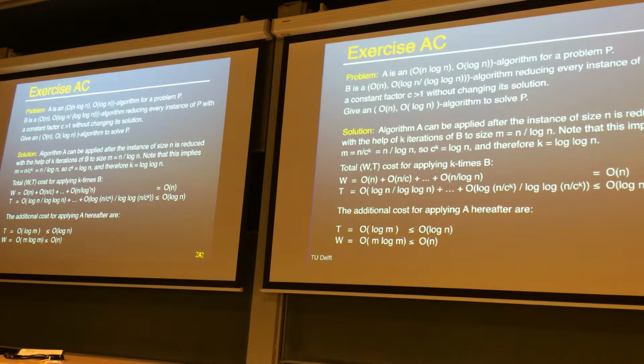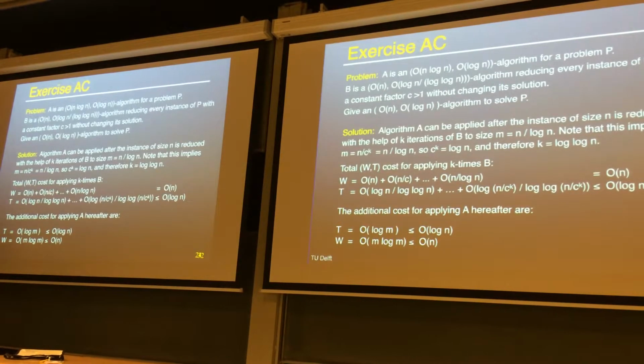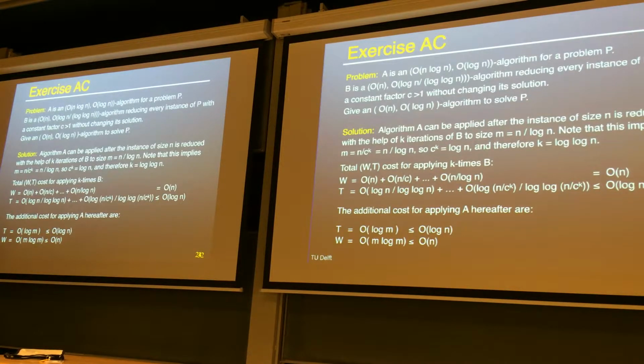So finally, we end up with O(n) plus O(n/c) plus up to O(n divided by log n). That, summing up, gives you the O of n, again because c is larger than 1. c larger than 1 gives you the right to come up with a series that converges to a constant: 1 plus 1 divided by c plus 1 divided by c squared, etc.